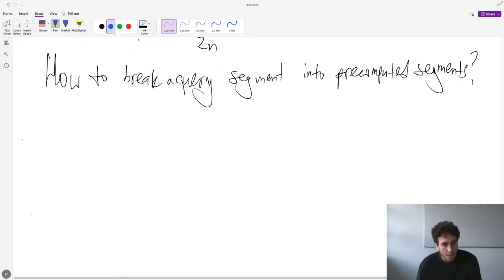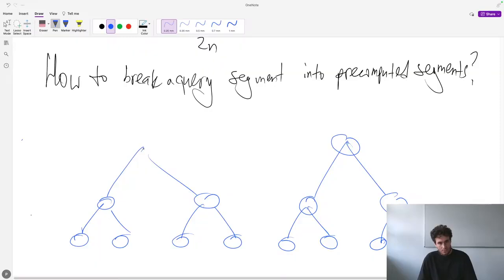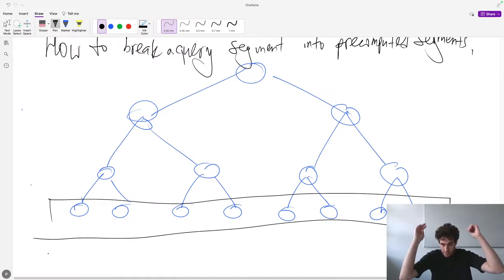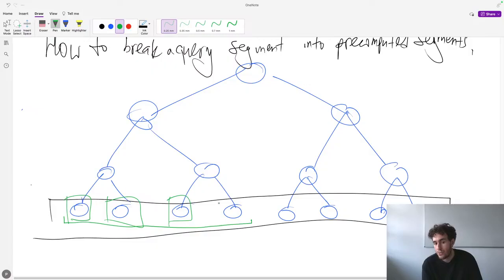So let me draw some kind of example again. We have this tree. Right? So at the bottom, I have my initial array. My initial array is stored here. And then on top of that, I draw my tree. And I want to show you a very nice property. So let's look at this segment. And initially, I just take every single element individually.